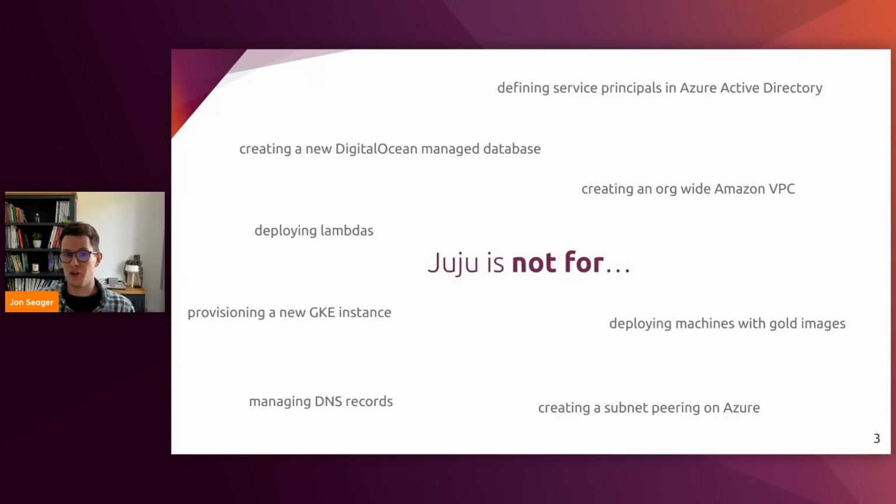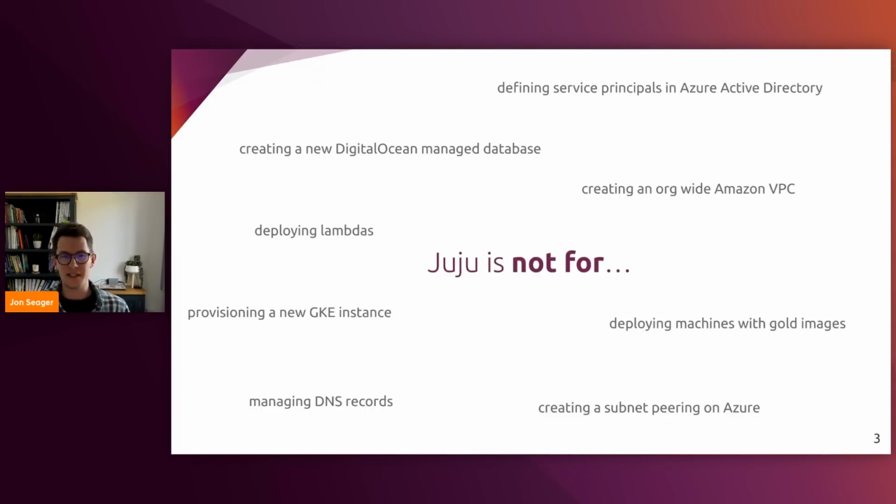There are lots of things that Juju is not for, though, and I think a common misconception that people have is that Juju is in precisely the same camp as tools like Terraform and Ansible. But given Juju's laser focus on managing applications through its model abstractions, Juju is arguably not for arbitrary tasks on your base cloud, right? Whether that be deploying a Lambda function or managing a DNS record or deploying a machine with a gold image, creating a subnet peering on Azure.